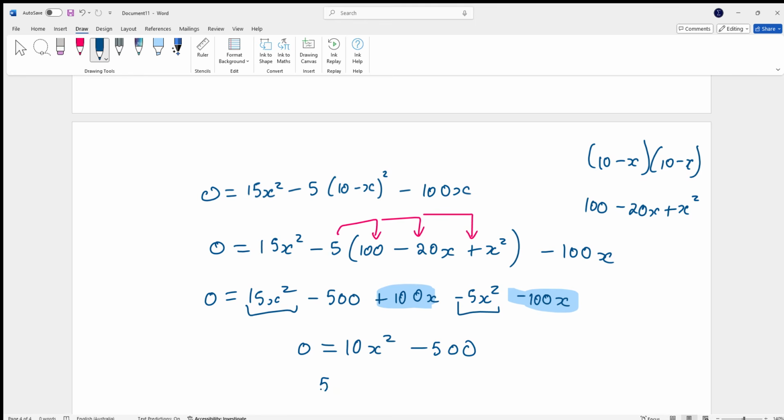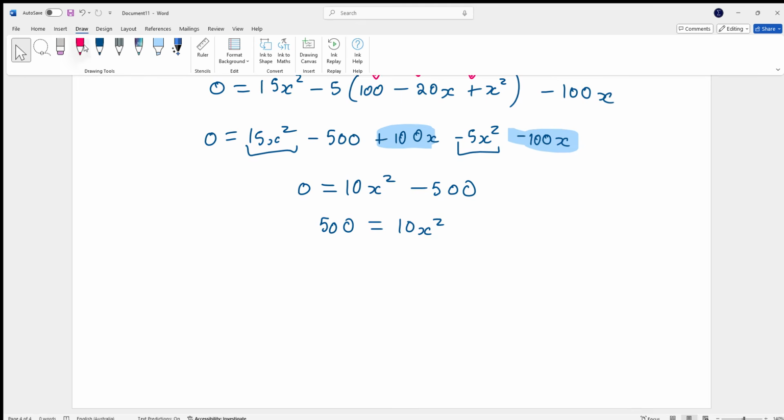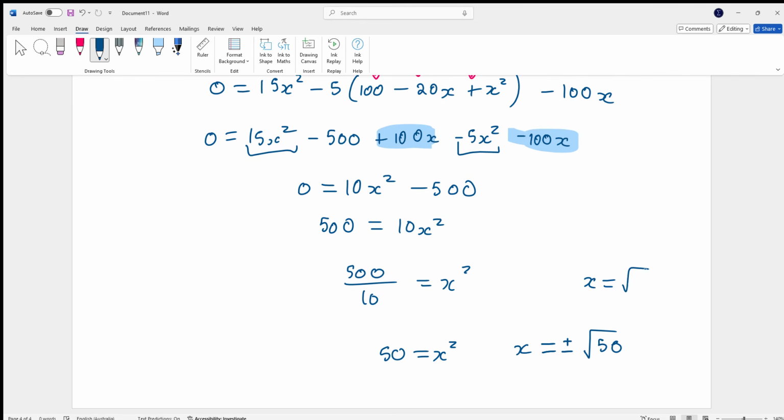Move the 500 to the other side, gives you 10x squared. Then what you're going to do is divide both sides by 10. So here you have 500 over 10, which gives you x squared. So this is going to give you 50, which is x squared. So x is plus or minus the square root of 50. Now realistically, x has to be a positive value. So here we're just taking the square root of 50.